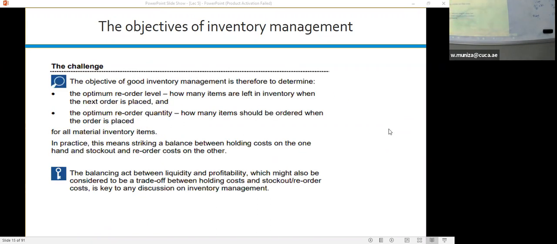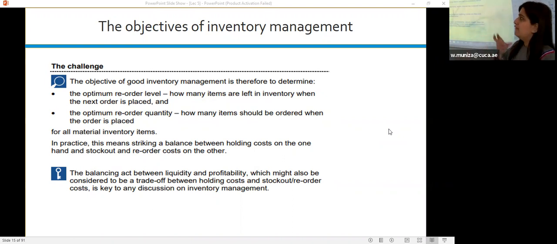Now, students, what is the challenge? The challenge is the objective of good inventory management is therefore to determine the optimum reorder level. What is a reorder level? How much inventory should be present in the warehouse when we need to place an order for inventory? That is the reorder level.